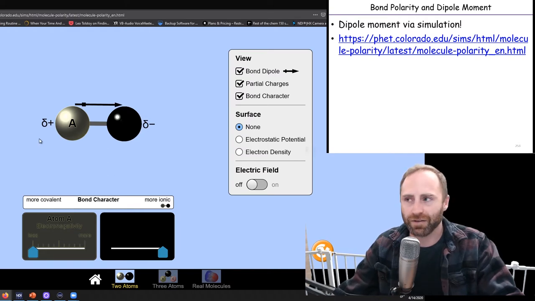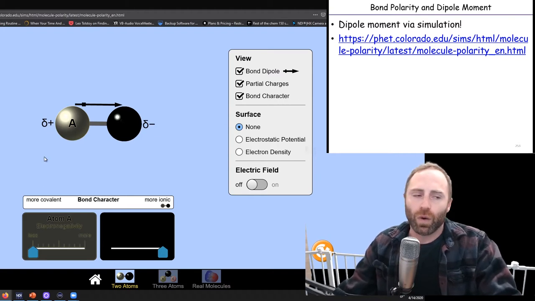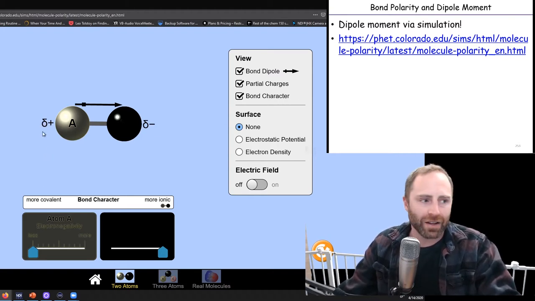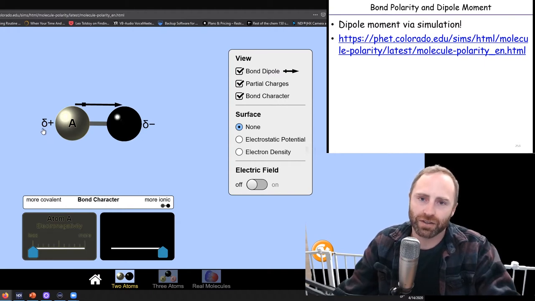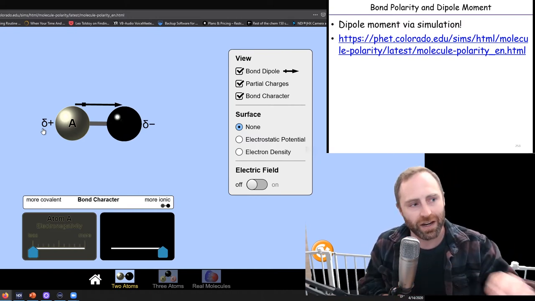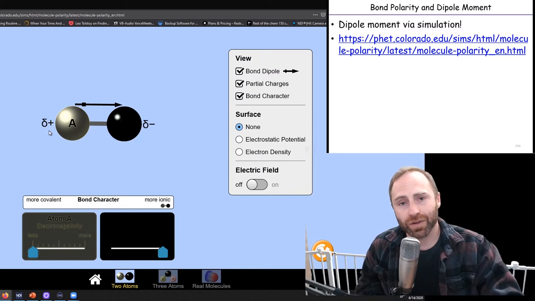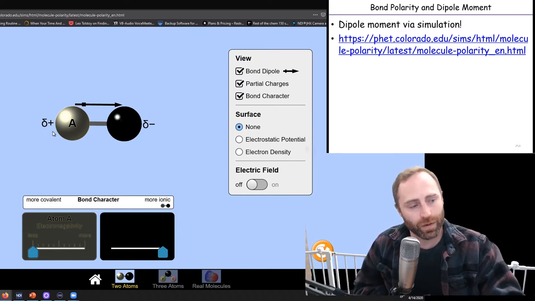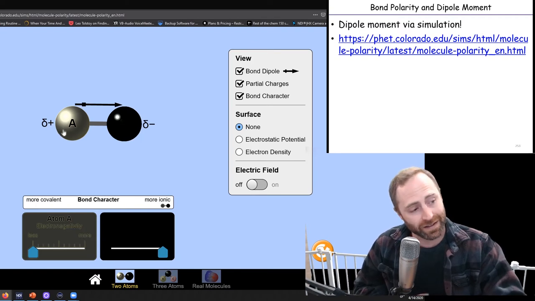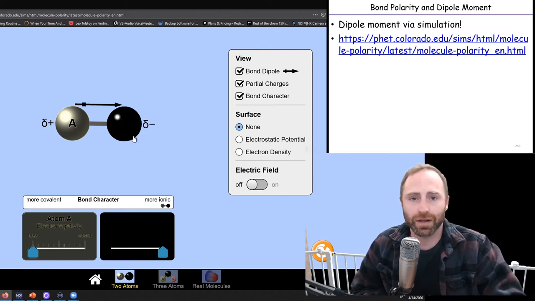This symbol that is now drawn here is the lowercase Greek delta. So we use this lowercase delta to mean partial charge. The triangle, big delta, is like a formal change. And then the lowercase delta is a partial charge. We put this partial positive next to the more electropositive or less electronegative atom. In this case, it's going to be A. With B, because it's more electronegative, we put the partial negative sign next to B.